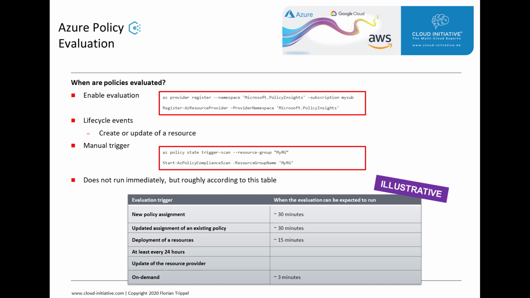Now that we talked about concepts, let's consider some implementation aspects which are also relevant for the exam. Besides crafting and assigning policies, we also have to enable policy evaluation by registering the corresponding resource provider. In this case, the resource provider is Microsoft.PolicyInsights. Policy evaluation then happens on certain life cycle events, but can also be triggered manually. The command for a manual trigger is az policy state trigger-scan. Policy evaluation will then take place within approximately 3 minutes.